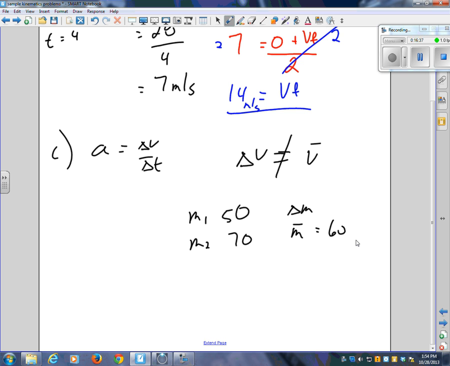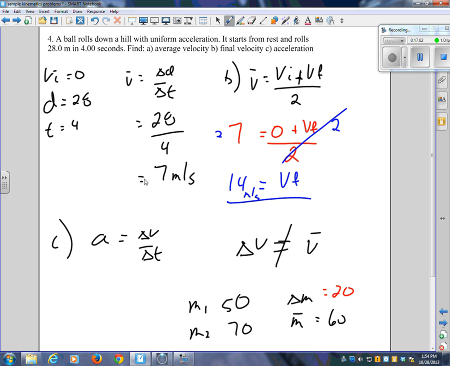What is delta M? How much did the marks change by? 20. I think you will all agree that you can get that. It's not hard. How much did the marks go up by? 50 to 70 is a change of 20. The average is 50 and 70 divided by 2. It's 60. Most kids can get that. But for whatever silly reason, they want to take 7 and plug it in here. Usually because Mr. Bennett is a trickster and doesn't ask that question, and because they get lazy and they don't write formulas.